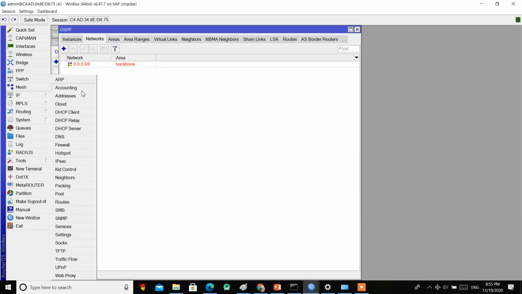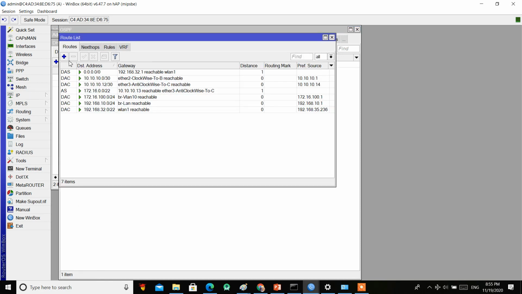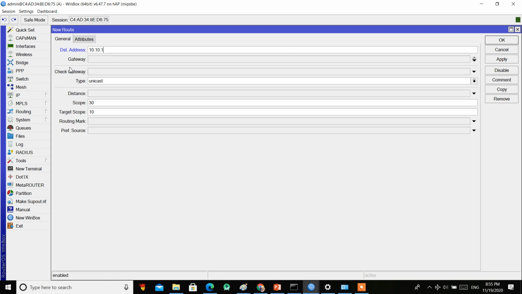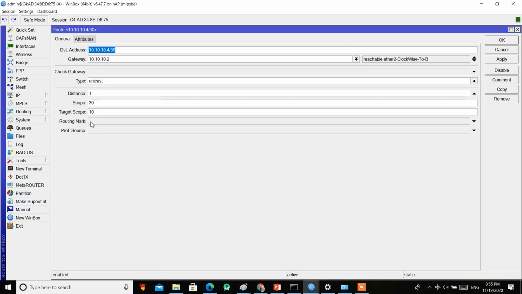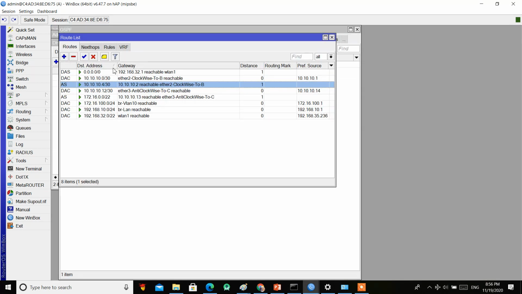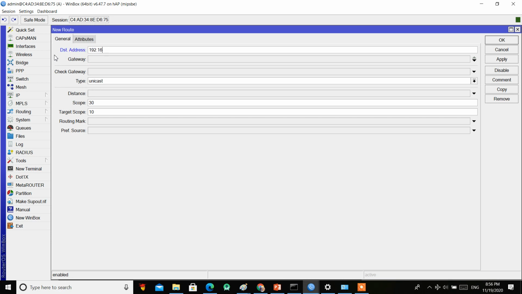Okay. I am going to IP route. Write a route. I want to know the net ID between B and C. The gateway is router B. The scope is C. Target scope is 10. It means if you want to know who is 10.10.10.2, go to the connected route. And then if you want to reach the local network of router C, go directly to router C.